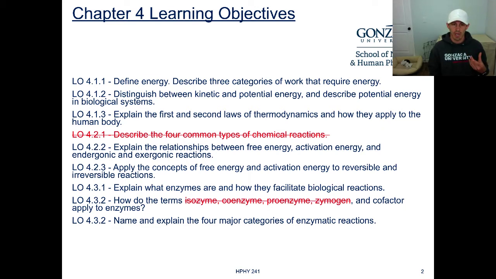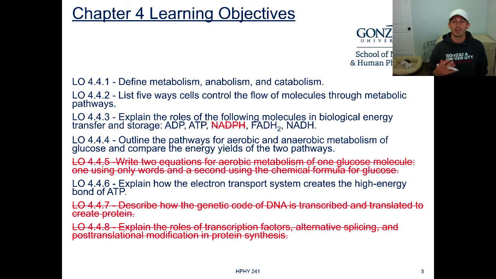endergonic, exergonic reactions, and we're going to apply that to how some reactions are what we call reversible and some are irreversible. This will then get us into the concept of enzymes and how they assist or facilitate biological reactions, and then we'll define a few different types of enzymatic reactions, chemical reactions that we're going to encounter not only in this chapter, but for the remainder of this class.